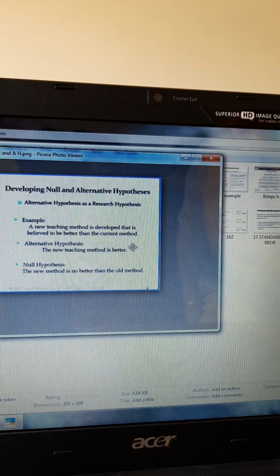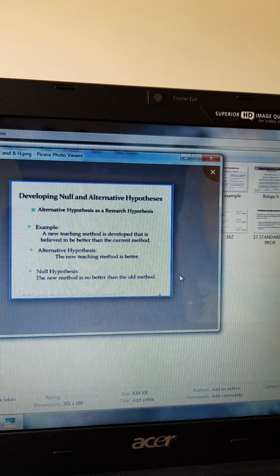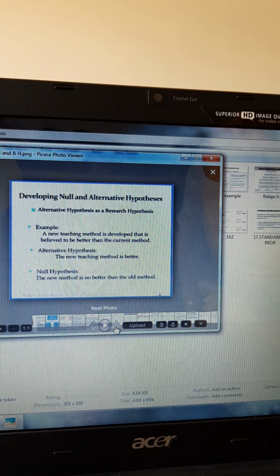Right. So the next one is developing alternate and null hypothesis. A new teaching method is developed, okay, and is believed to be better than the current teaching method. So how will you set up? The new teaching method is better. There is no significant difference between the current teaching method and the new teaching method. Like this, various exercises you can do to gain experience in setting up alternate and null hypothesis.